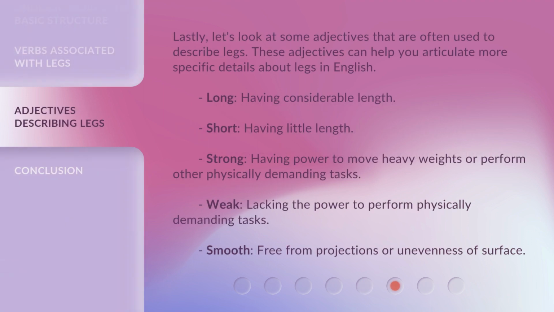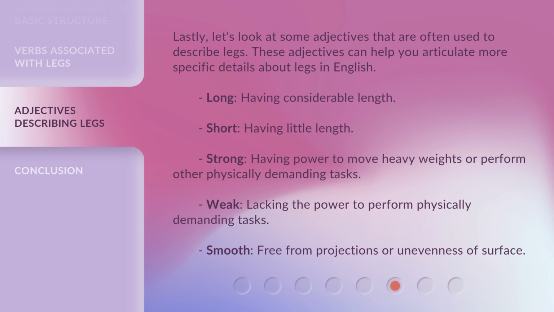Lastly, let's look at some adjectives that are often used to describe legs. These adjectives can help you articulate more specific details about legs in English. Long, having considerable length. Short, having little length. Strong, having power to move heavy weights or perform other physically demanding tasks.